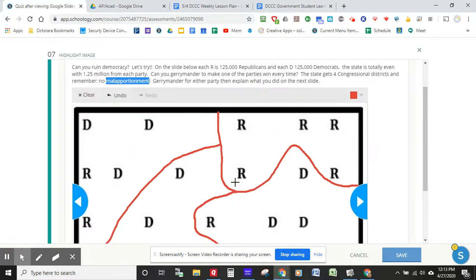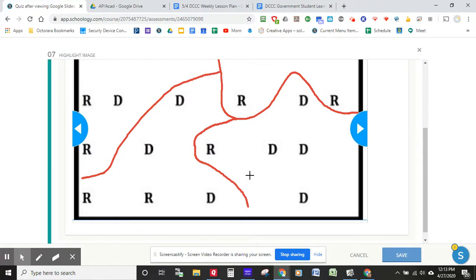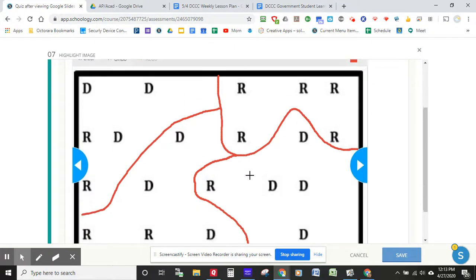beat these 2 Republicans. So those are 2 different ways you could gerrymander the state in what is now, in our government, allowed and considered permissible under the Constitution.